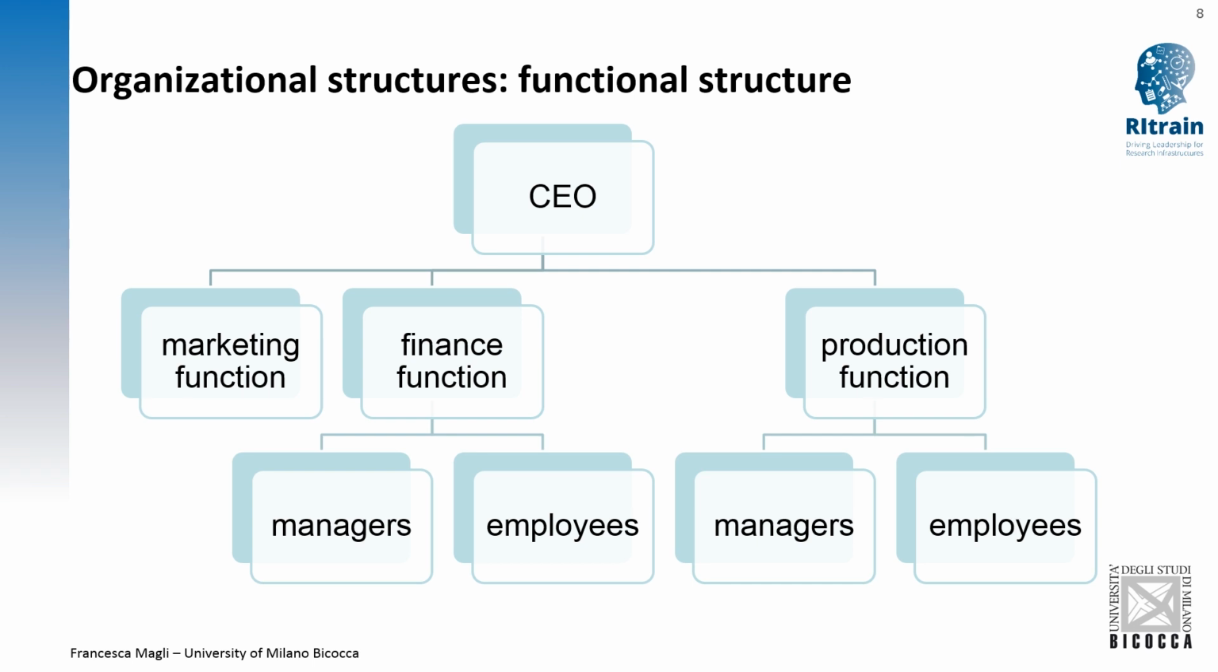In a functional structure, positions are grouped based on the type of work they do and the skills required to complete that work. Organizations employing this kind of structure are divided into functional areas like marketing, engineering, and accounting. Each functional area is usually led by an administrator with expertise in that field.